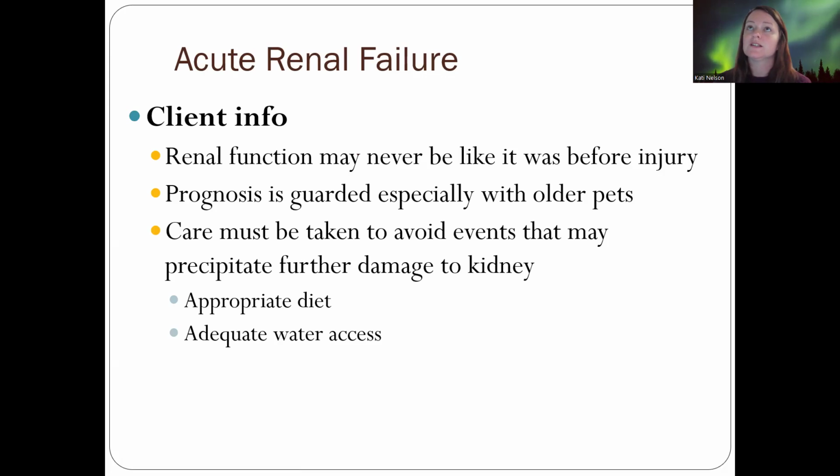Not only are kidney diets good for kidney disease, they're good for cardiac diseases and other conditions as well, right? Basically, what they have in them is safe and good for the body. Adequate water access. A lot of times the kidney diets are like the stews, so they have a little bit more water content, so we can get more water into these guys.